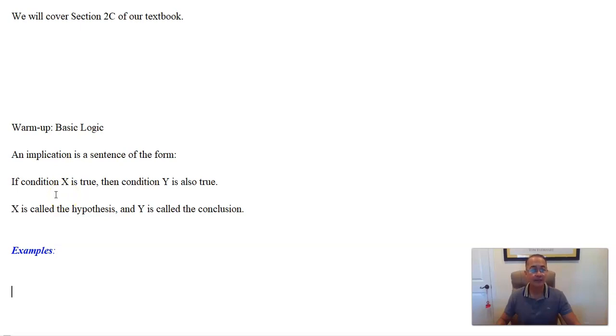So the implication says, if condition X is true, then condition Y is also true, which means that anytime condition X is true, it should also follow that condition Y is true. If there is ever an example where condition X is true, but condition Y is false, then we know that that implication is false. Such an example is called a counterexample, where we see that the implication fails for that example. All right, so let's start with this implication, something easy.